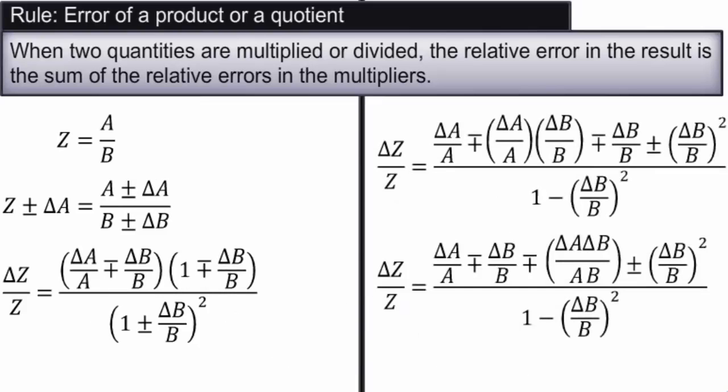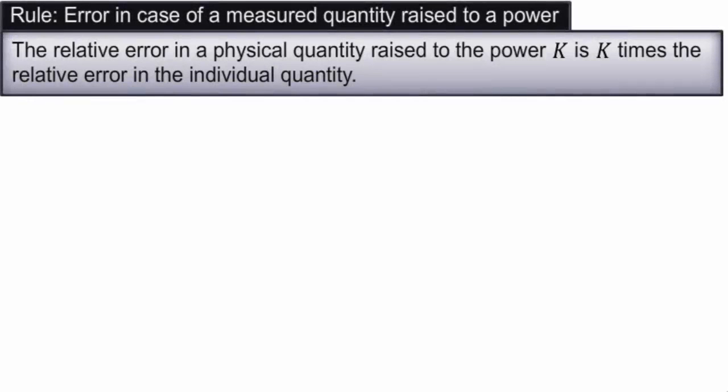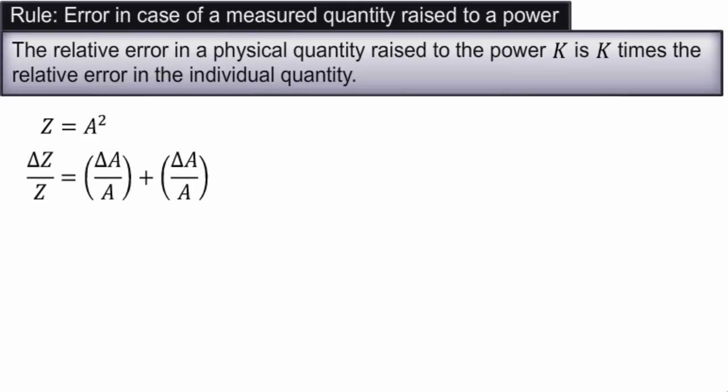The relative error in a physical quantity raised to the power k is k times the relative error in the individual quantity. If z is equal to A square, then delta z by z is equal to delta A by A plus delta A by A is equal to 2 into delta A by A. Hence, the relative error in A square is twice the error in A.